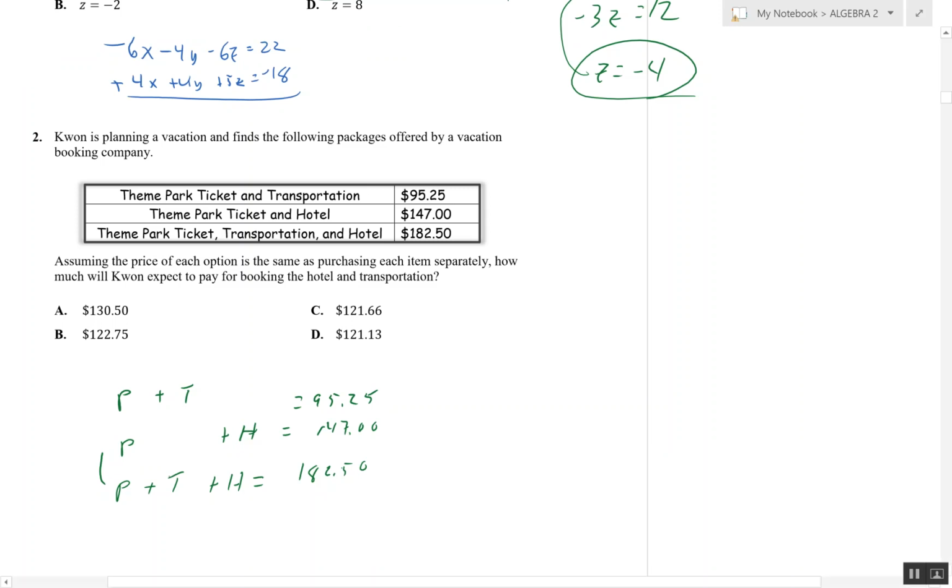If I wanted to, I could subtract top and bottom. Okay, I guess we could do these top two. What I did when I did this one was take the top two and subtract these two guys, and then go from that point, because it gets rid of P and T and gives you what H equals.